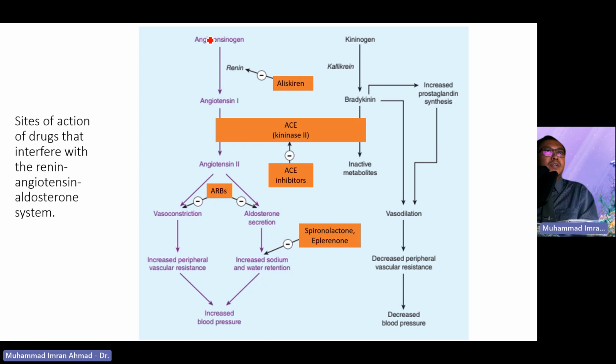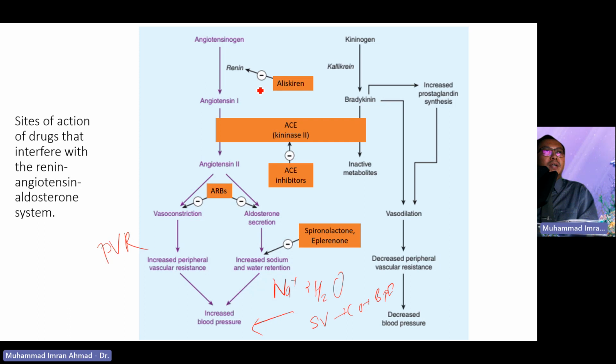And then we have angiotensinogen being converted by renin to angiotensin 1, and angiotensin 2 causes vasoconstriction and also causes aldosterone secretion. Vasoconstriction will increase the peripheral vascular resistance, which will increase the blood pressure, and aldosterone secretion will increase sodium and water retention. These will, of course, increase the stroke volume, increasing the cardiac output and the blood pressure.